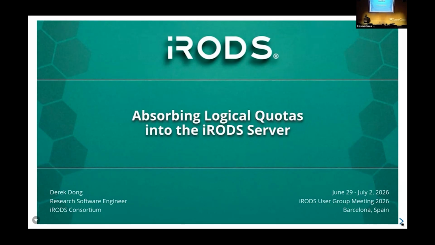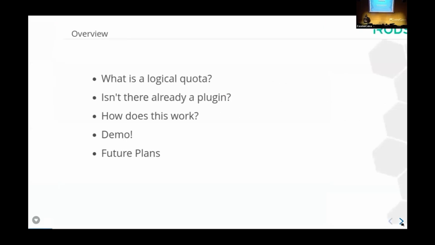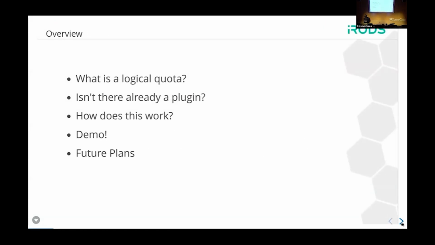So let's dive right into it because I don't want to waste your time. So this is an overview of the talk. Basically, what is logical quota? Why might I care about it? Isn't there already a plugin for this? How does it work? What does it do? I'll give a little demo and then we'll talk about future plans.